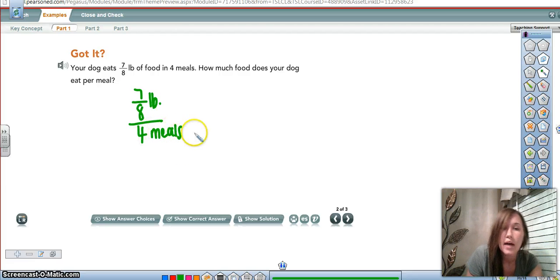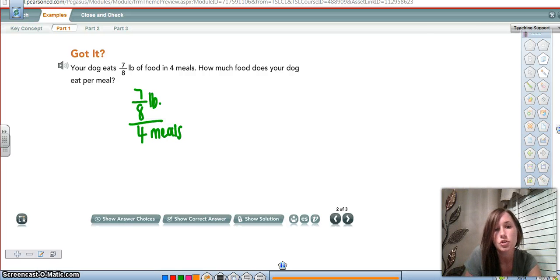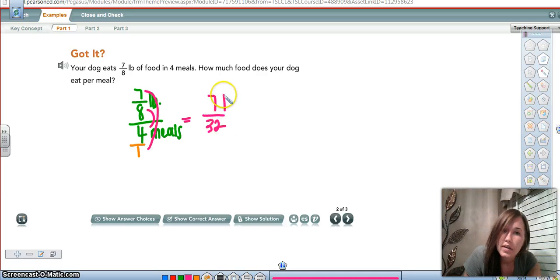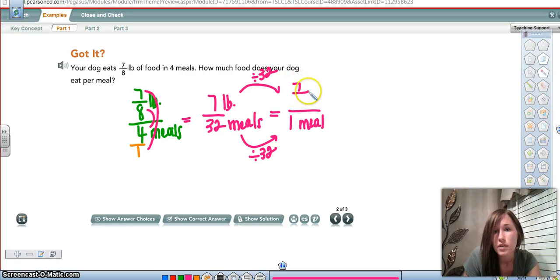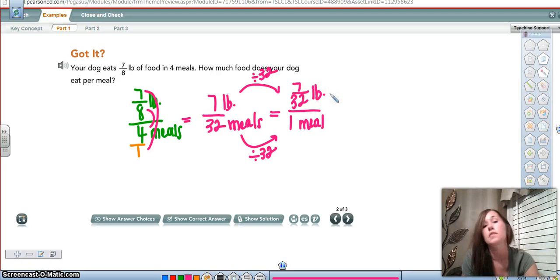Okay, I'm just going to begin by getting rid of the fraction in general. I'll give 4 denominator 1, 7 times 1, 8 times 4. At least this way I don't have to deal with those fractions anymore. But I want the unit rate, so I want to know how much for one meal. So I'm going to have to divide by 32. Now, I can't do 7 divided by 32, so I can just write it as 7 over 32 pounds for one meal. 7 over 32 cannot be reduced, so that is our final answer.